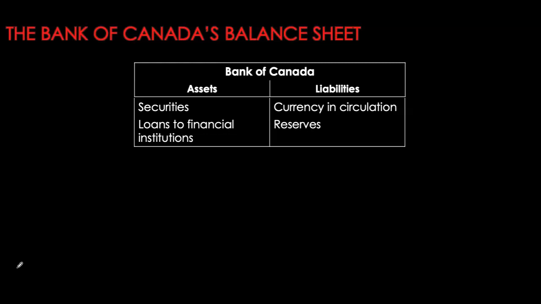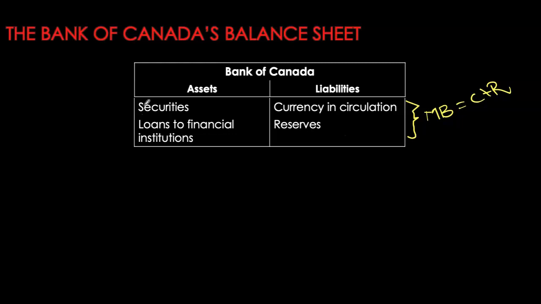This is a simplified balance sheet with assets on the left-hand side and the liabilities of the Bank of Canada on the right-hand side. As you can see, the liabilities of the Bank of Canada are currency in circulation, so that is currency held by the public outside of banks, and reserves of the banking system. So these are also referred to as our monetary base, and these are the monetary liabilities of the Bank of Canada.